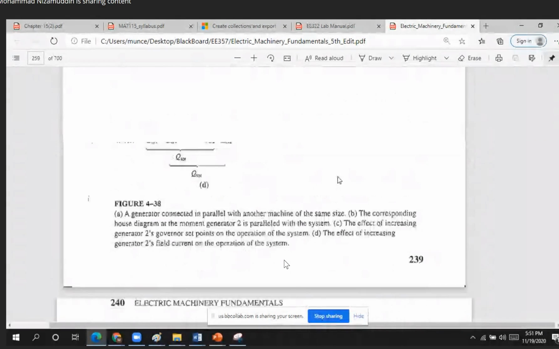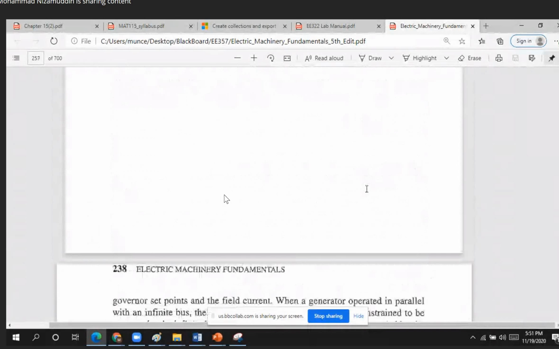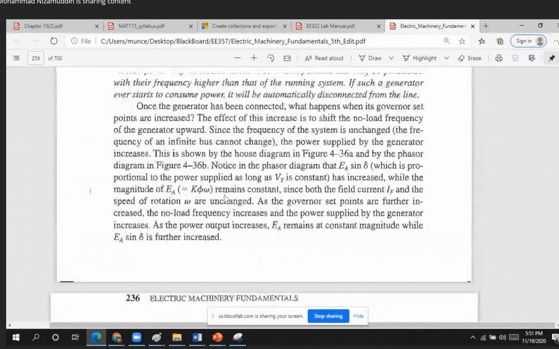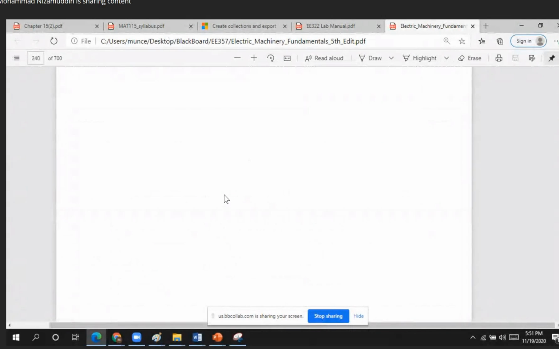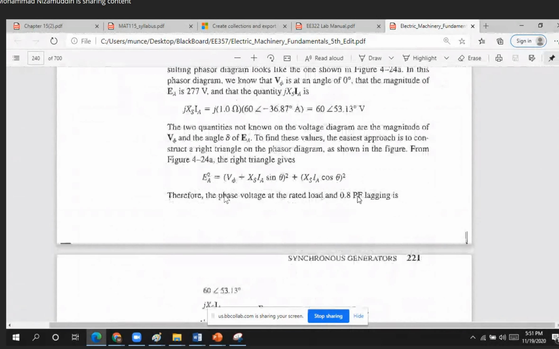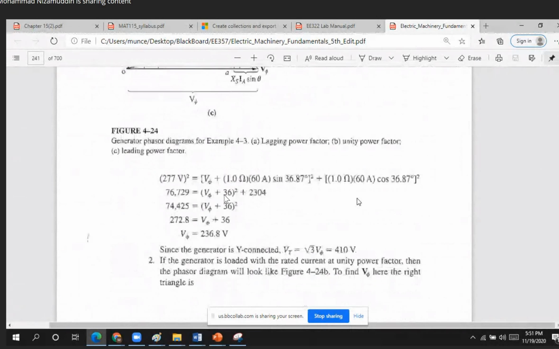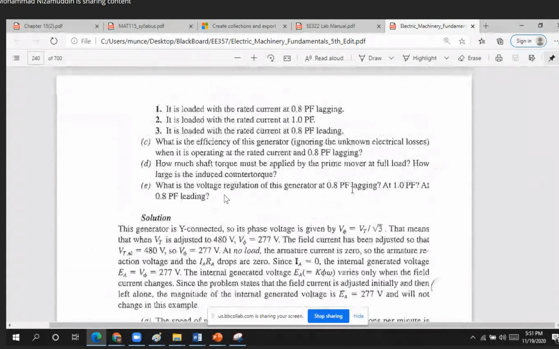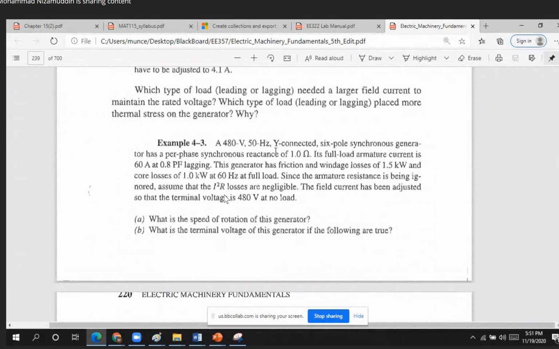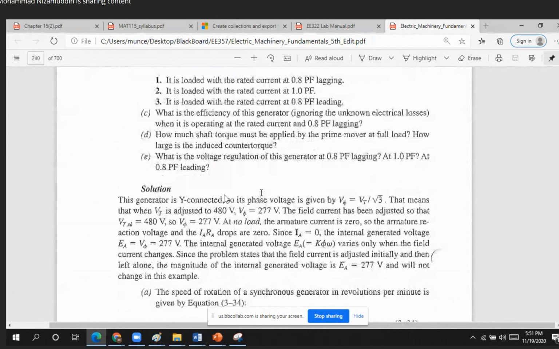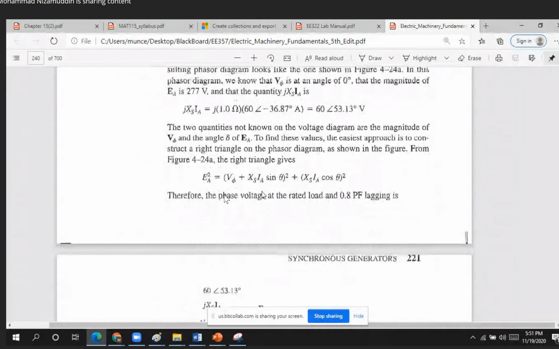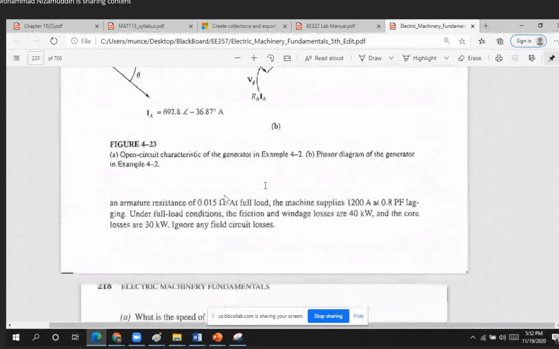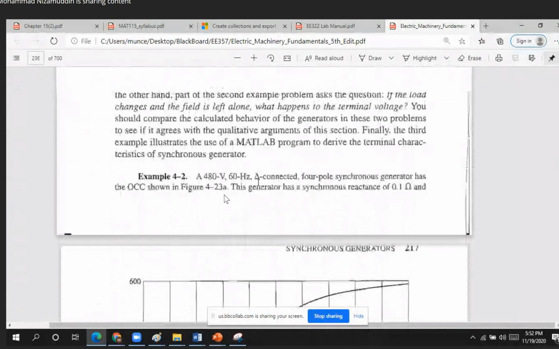Okay, let's look at another problem example. Remember the formula to make a maximum power, what you have to do. This is the formula that you need to use. Let's do one more problem from this chapter, 4.3. We have done 4.3 before. 4.2. This is a very good problem.